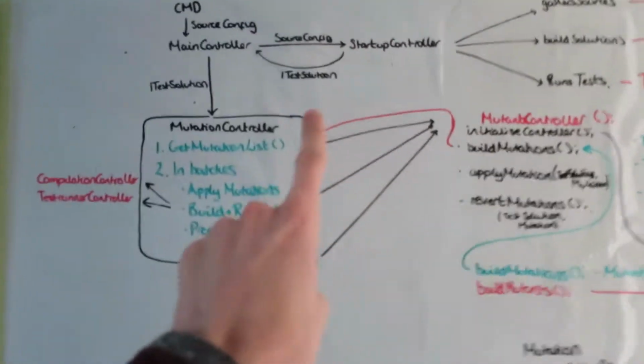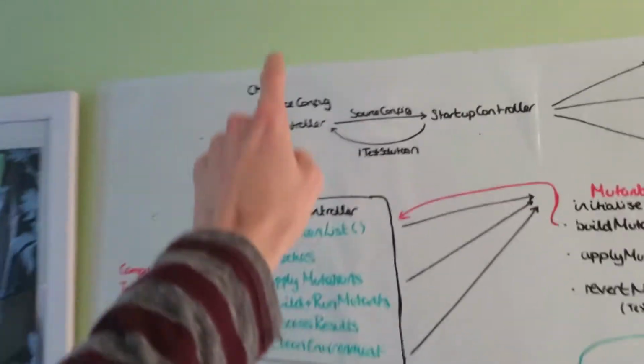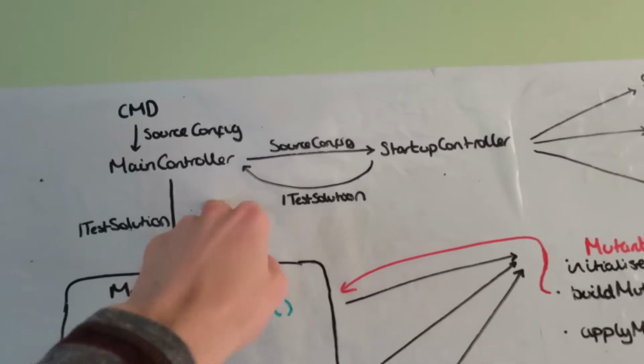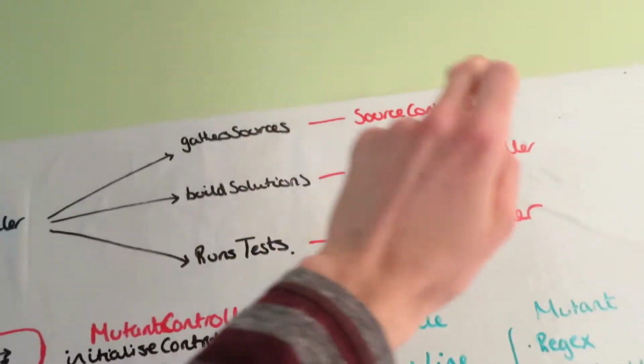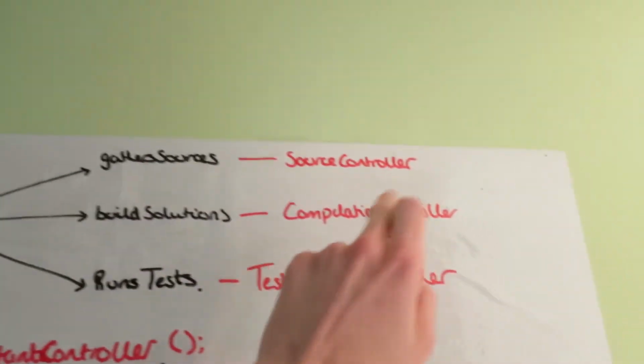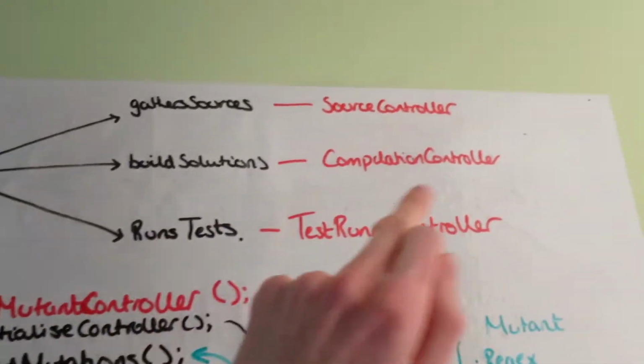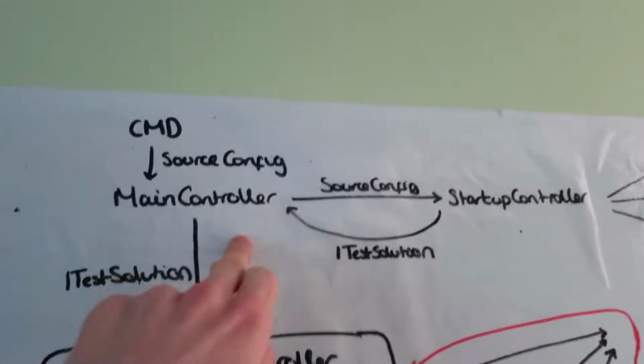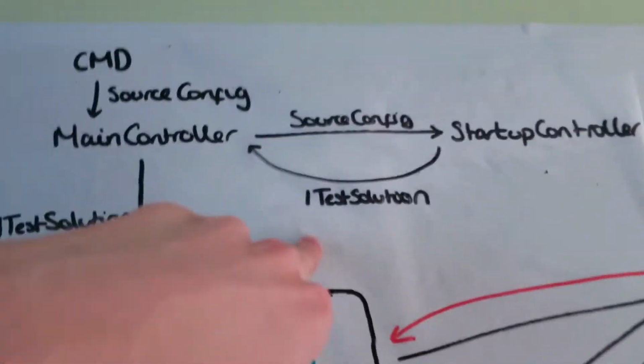Okay, I think I've got it. It looks a bit messy, but I think I'm there. So, the main controller, this stays as it is. Main controller goes off to startup controller, which gathers the sources using the source controller, builds the sources using the compilation controller, runs a test using the test runner. That then returns an iTest solution, or a list of iTest solutions if we're running in parallel, but let's ignore that for now.